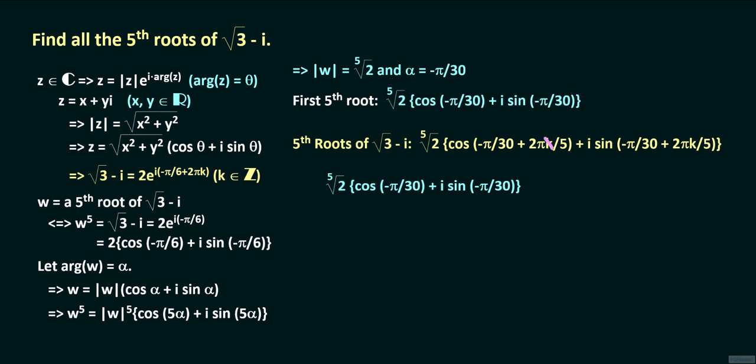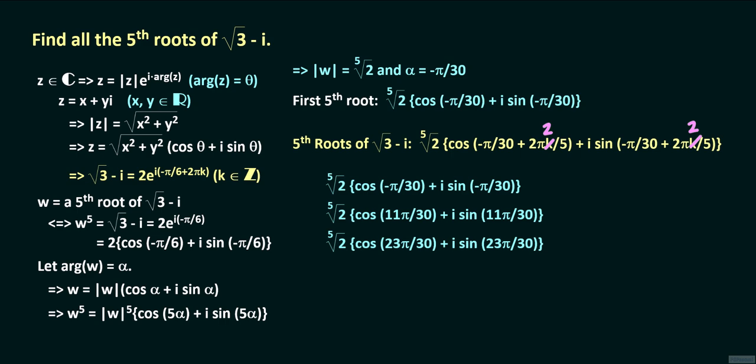When this time k equals 1, another fifth root is the fifth root of 2 times the quantity cosine of 11 pi over 30 plus i times sine of 11 pi over 30. When k equals 2, we get the fifth root of 2 times the quantity cosine of 23 pi over 30 plus i times sine of 23 pi over 30. When k equals 3, we get the fifth root of 2 times the quantity cosine of 7 pi over 6 plus i times sine of 7 pi over 6.